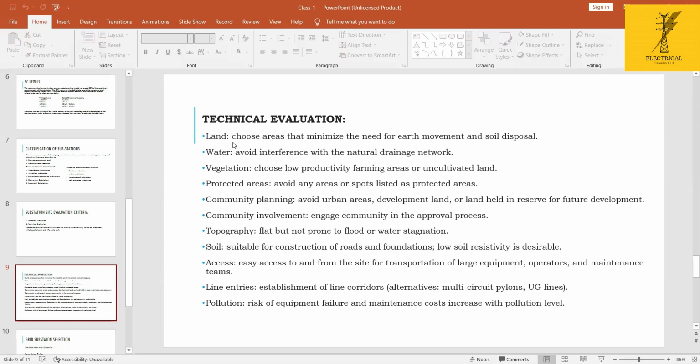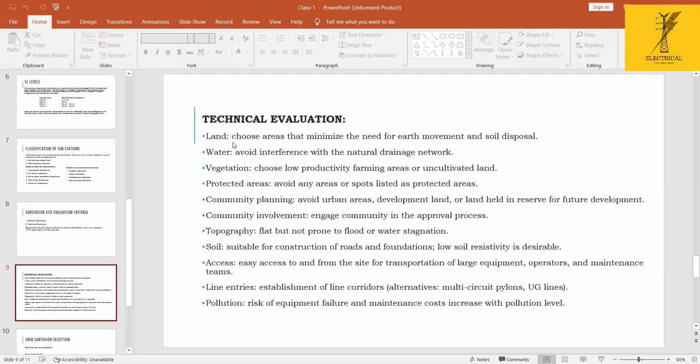Next one, the water. Avoid interference with the natural drainage network. That's very important. Third one, the vegetation. Choose low productivity farming areas or uncultivated land. Fifth one, protected areas. Avoid any areas or spots listed as protected areas, like near the airports, near the railway stations. Avoid those areas. Near the forest areas, try to avoid those locations.